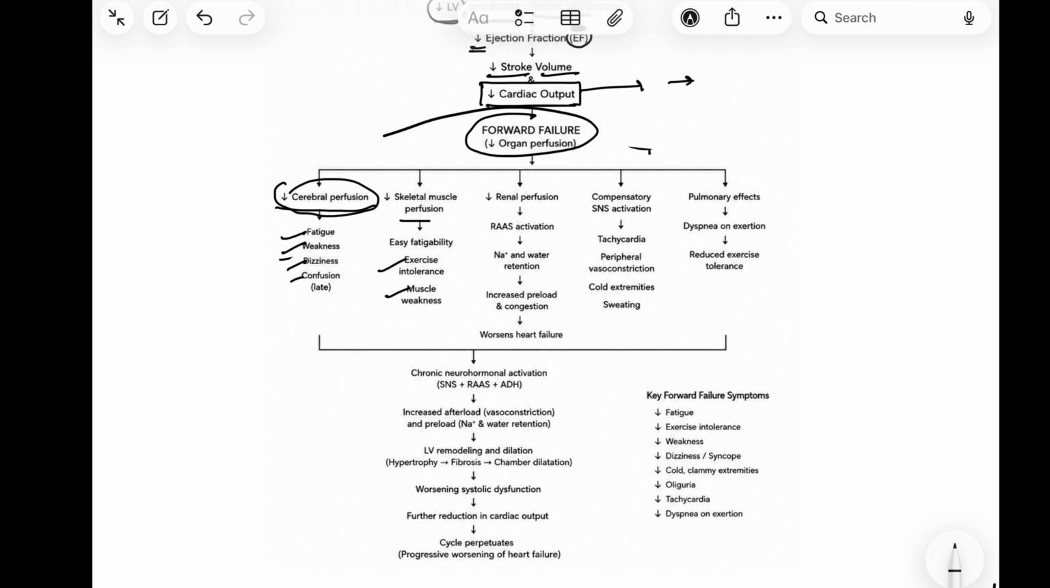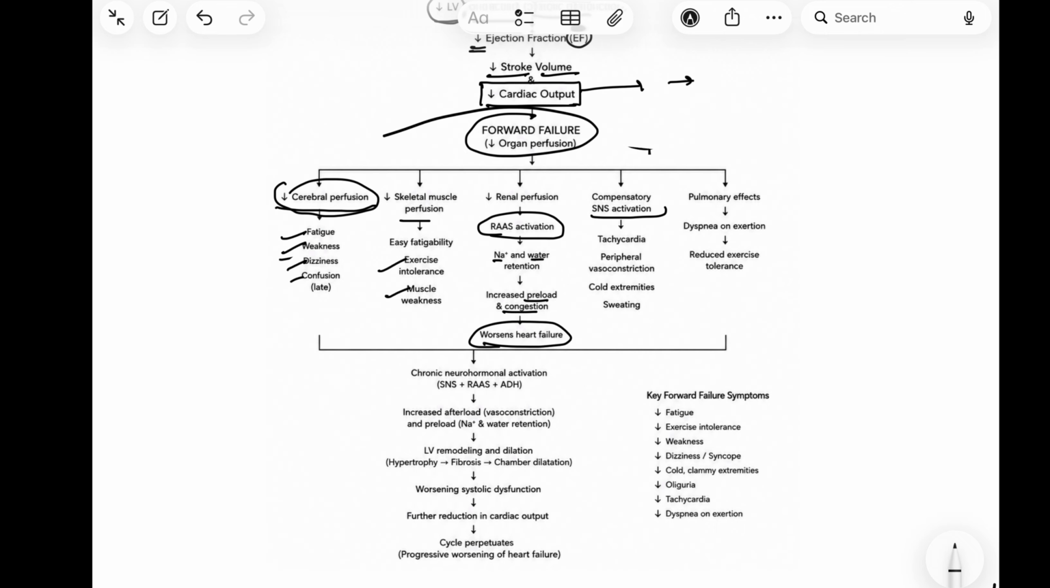What about the renal perfusion? As soon as there is a decrease in renal perfusion, there is activation of RAS, right? This RAS activation will create sodium retention and water retention so as to increase preload and congestion, which will again worsen the heart failure, right?